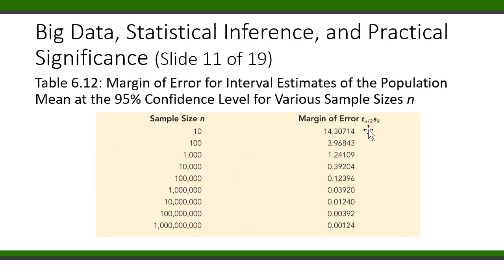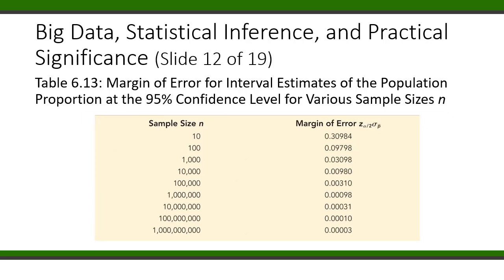Right, so the t alpha divided by 2. So when we get to 1,000,000, then that margin of error gets very, very small. And again, everything is going to be less than alpha here when we start to do our statistics and significance. When we look at the proportions, you see that after 1,000, that margin of error gets very, very small again.